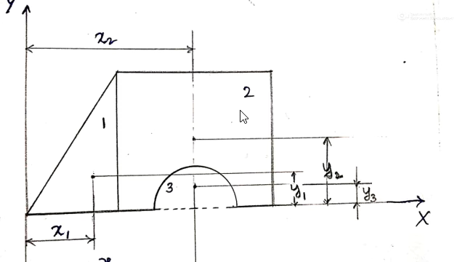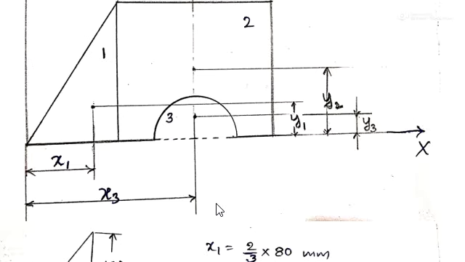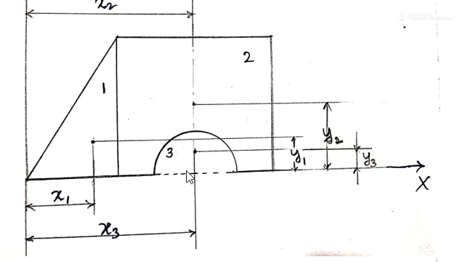That is the x2 value. Or you can say this 120, half is 60, and the 80 we have calculated, so that is 80 plus 60, 140. So anyway the x2 value is 140, and x3 also will be on the same line.